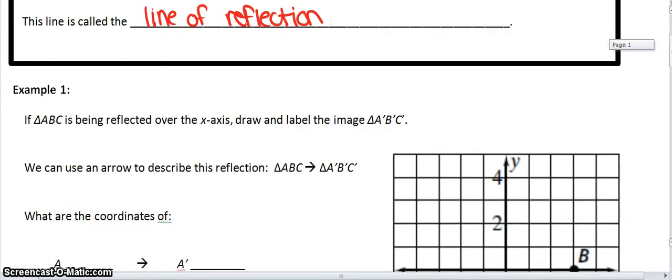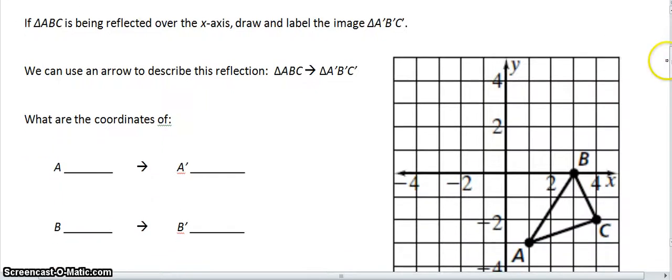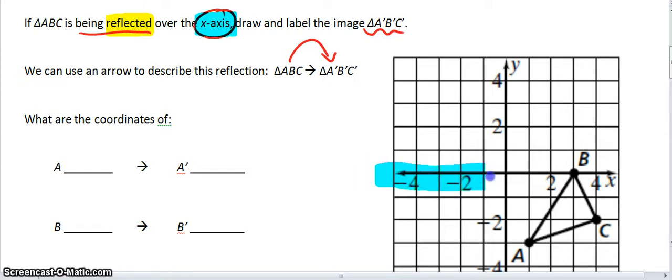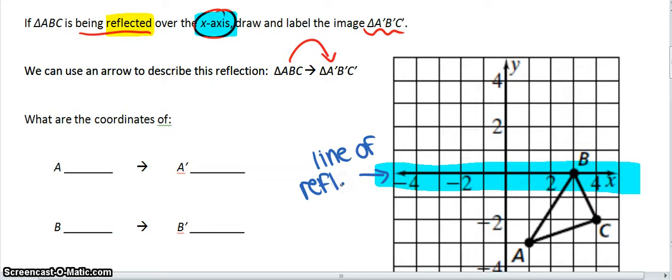Let's see what this looks like through some examples. In this example, you have a triangle ABC, and it's being reflected over the x-axis. What we want to do is draw and label the new image after it's been reflected. If it's ABC, we'll call the new one A prime, B prime, C prime. The keywords here are that you're using a reflection, and you are reflecting over the x-axis. Now the x-axis is a horizontal axis, so you're reflecting over this line. So the blue line I've drawn here is what we call the line of reflection. I'm just going to abbreviate that.